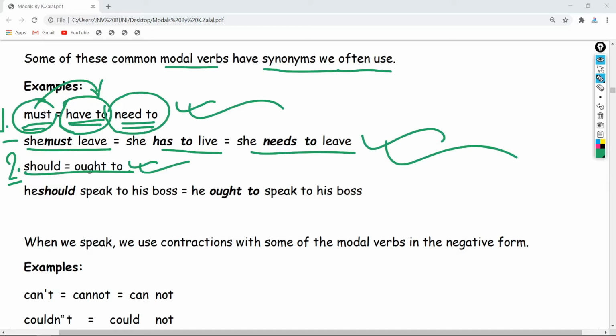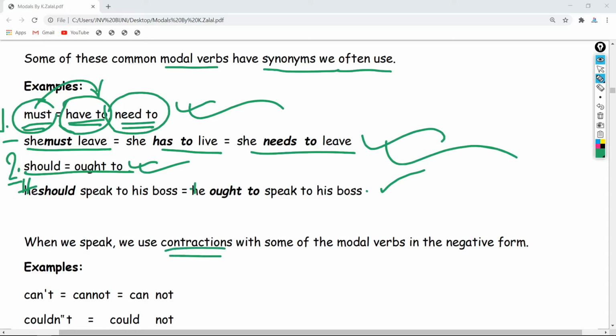Let us see the example. He should speak to his boss. He ought to speak to his boss. When we speak, we use a contraction with the modal verbs in the negative form.